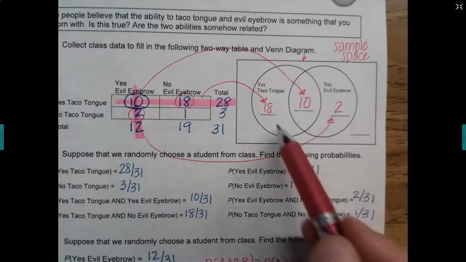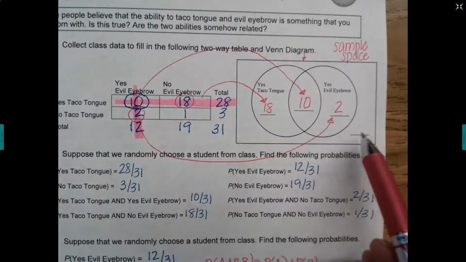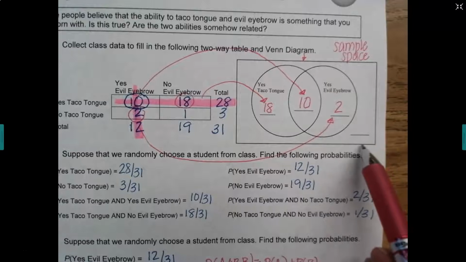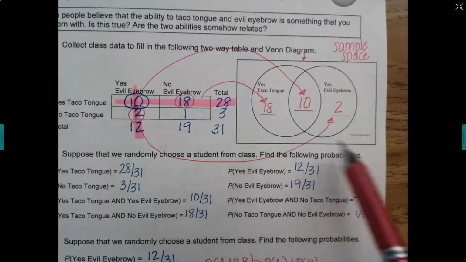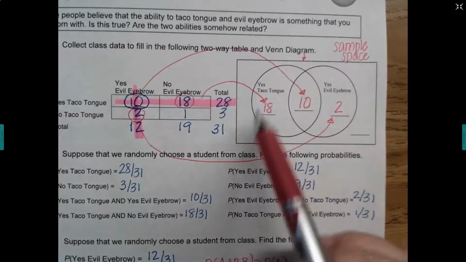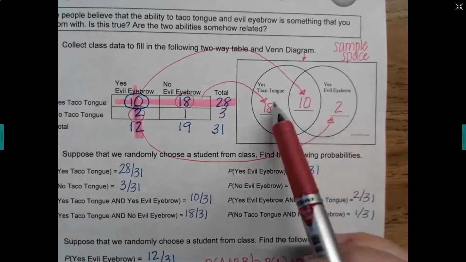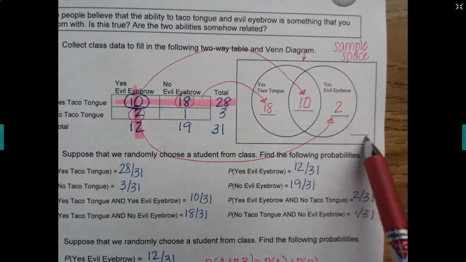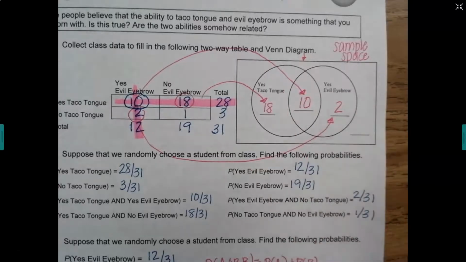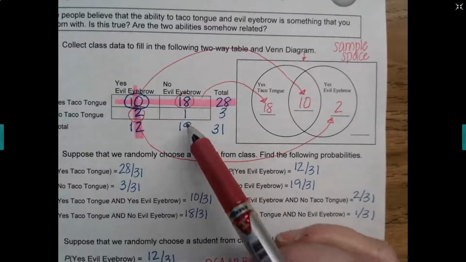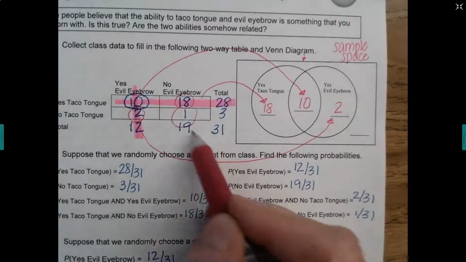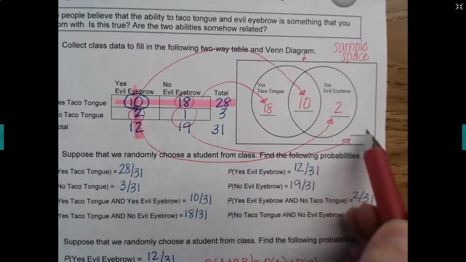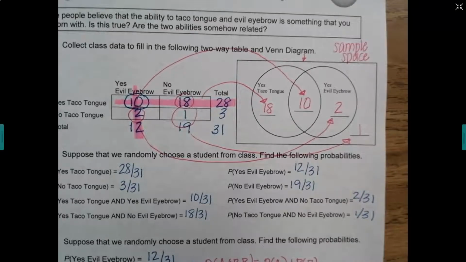And then I have people who aren't represented at all on here, and that's going to be what goes on the outside. You don't want to ignore people. If they're all part of the sample space, we were specifically asking about these scenarios. Anybody that doesn't meet that scenario is going to go on the outside. I call this like the placemat because it looks like dishes on a placemat. And we had one person who couldn't do either, and so they're going to go right there.